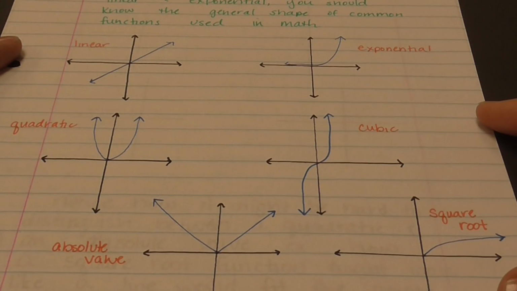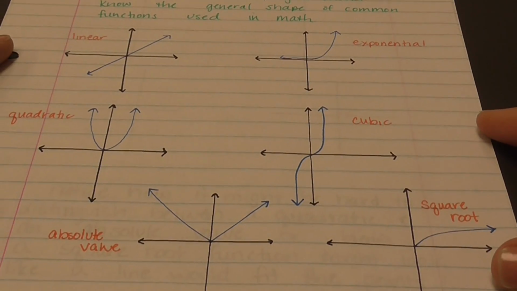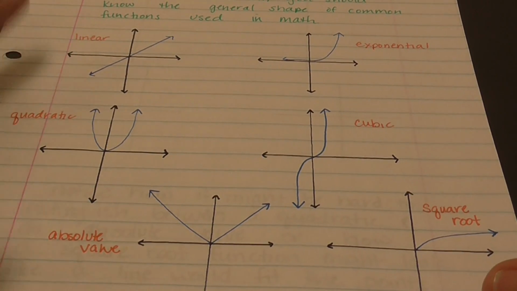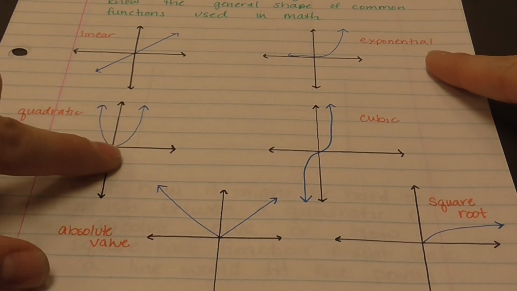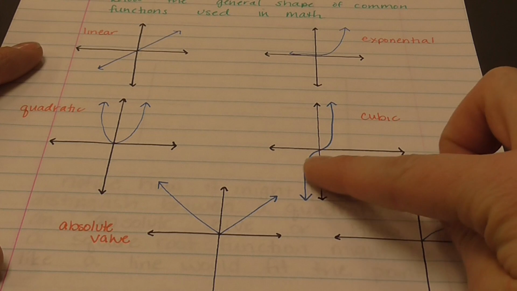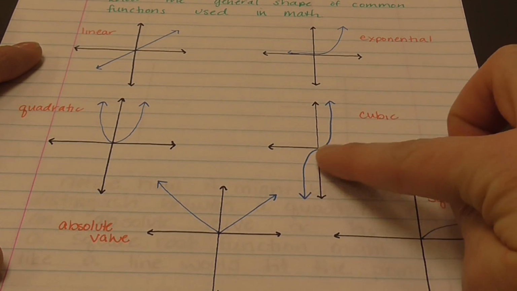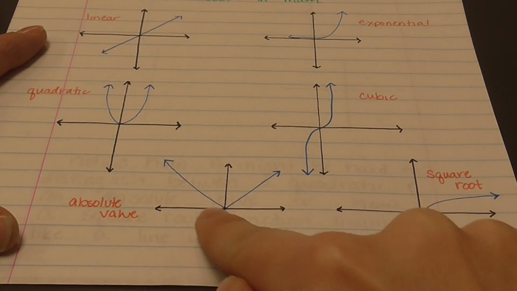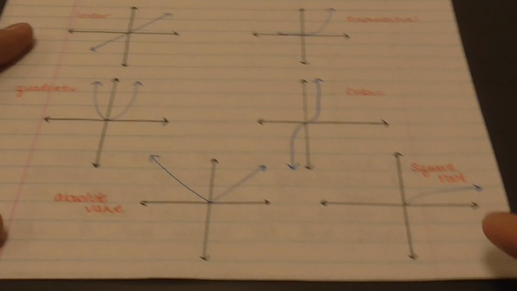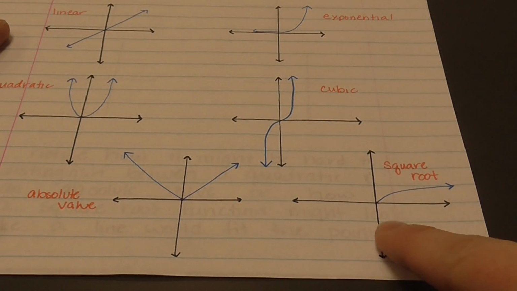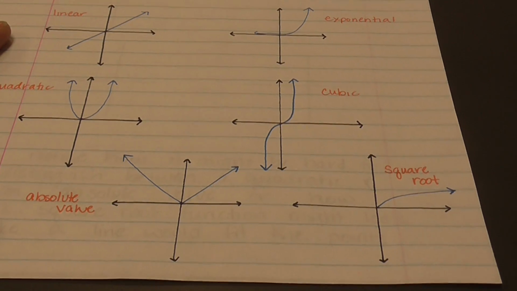So here are the names of 6 commonly used functions in mathematics. We've got linear and exponential, obviously. Then you've got this U shape, which is quadratic. You've got the cubic, which has this squiggly mark to it. Absolute value, and I remember this because the V in value kind of looks like a V. And then you've got square root, which, if you look at it, kind of looks like that square root symbol.